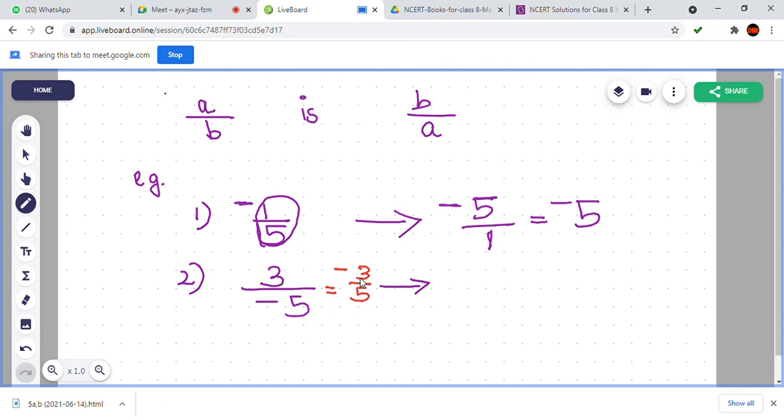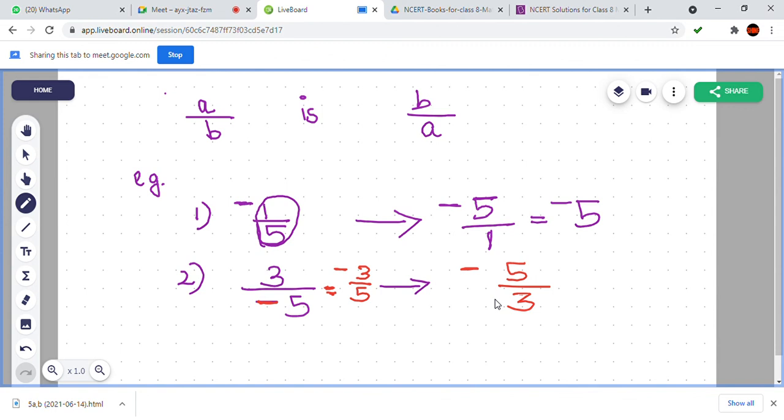Because ഈ സൈൻ ന്യൂമറേറ്ററിലോട്ട് മാറ്റിയിട്ടാലും ദാറ്റ്സ് ഓക്കെ. ഒരു നമ്പറിനെ പോസിറ്റീവിനെ നെഗറ്റീവ് കൊണ്ട് ഡിവൈഡ് ചെയ്താലും നെഗറ്റീവിനെ പോസിറ്റീവ് കൊണ്ട് ഡിവൈഡ് ചെയ്താലും ആൻസർ നെഗറ്റീവ് ആയിരിക്കും. So negative 3 by 5, first you think. So the reciprocal of that is negative 5 by 3. Okay, negative 5 by 3.